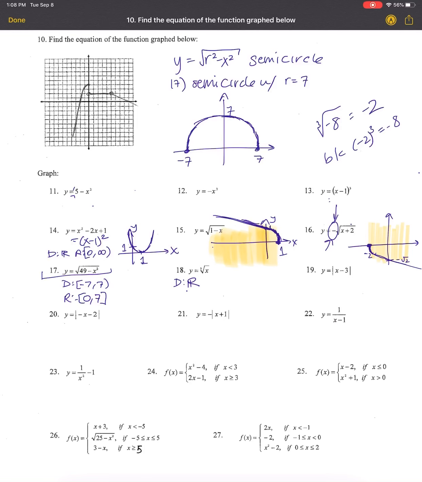Can I get out positives? Yes. Can I get out negatives? Yes, I just showed you that. Can I get out 0? Yeah, the cube root of 0 is 0. So my range is also all reals, okay?